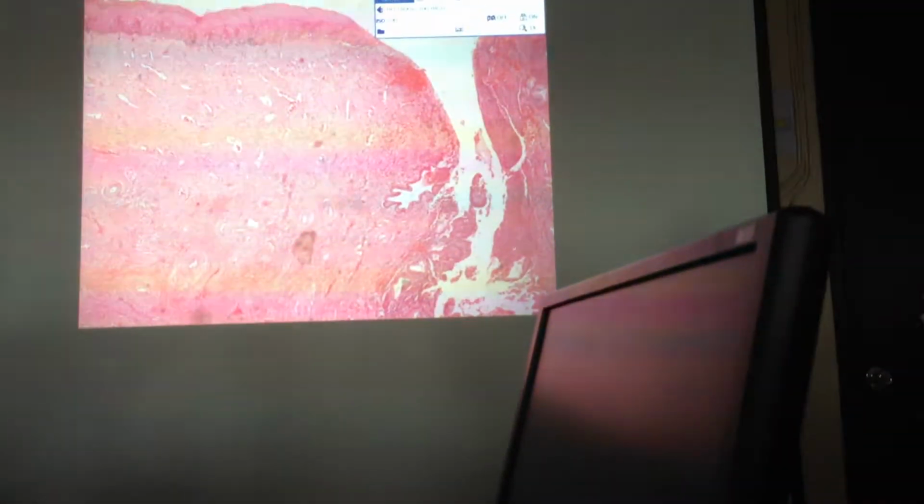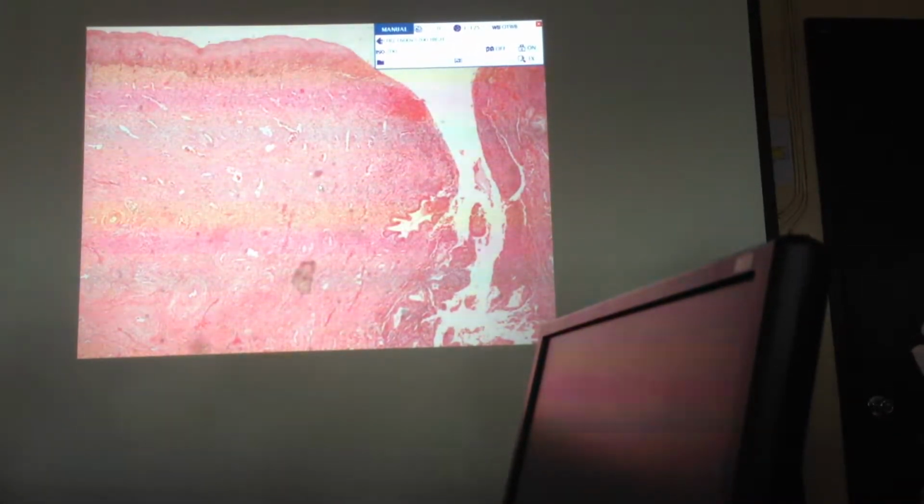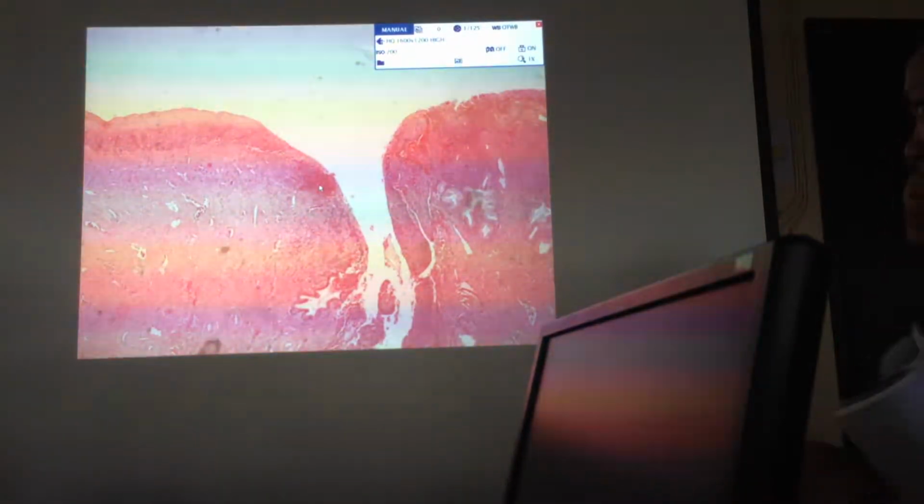Ano na kayo sa Breast? Mabot na kayo? Breast na. Tapos na sa lahat ng ano, ovary. So, ovary, okay na. Okay, so this is slide 14.